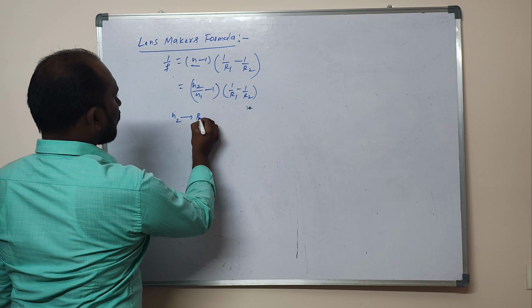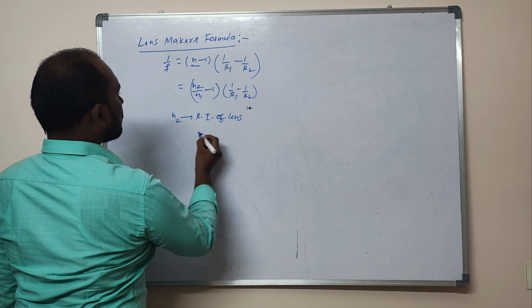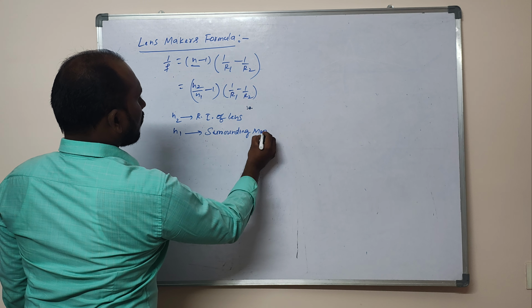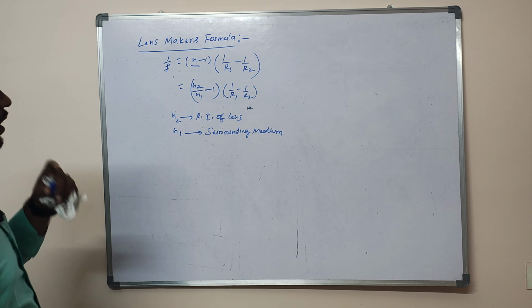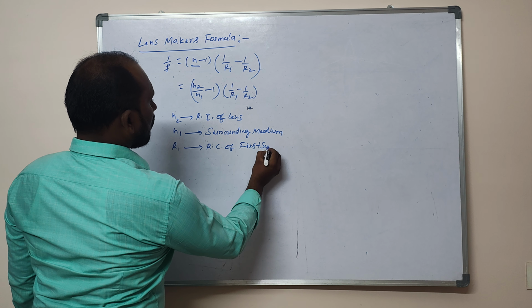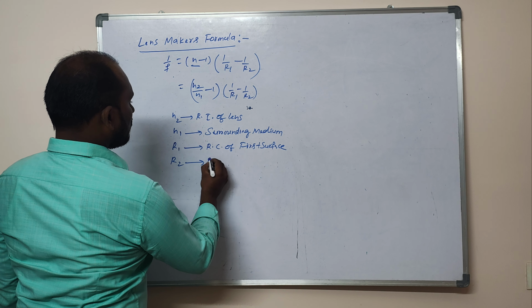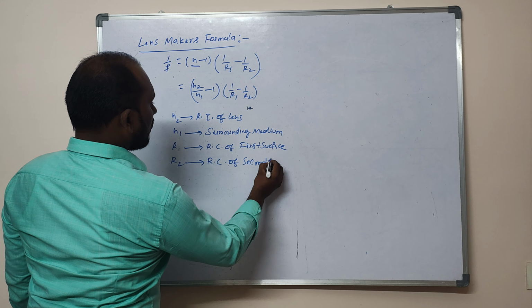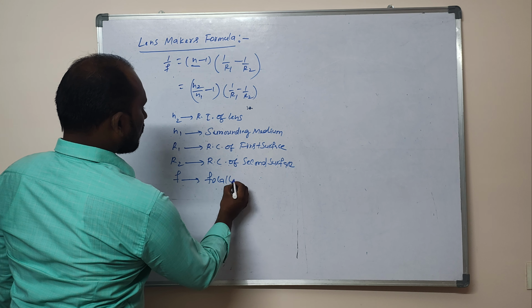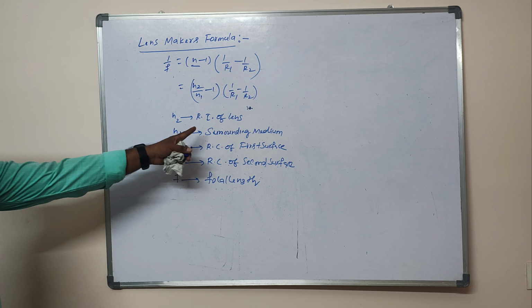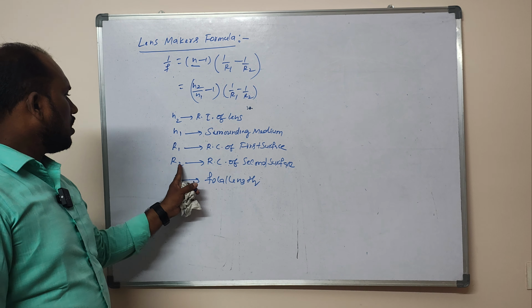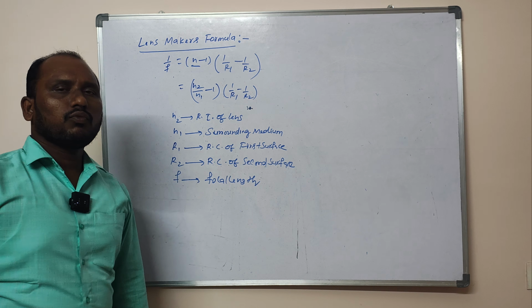So what is n2 here? The refractive index of the lens. Very important guys. What is n1? The surrounding medium. What is R1? Radius of curvature of the first surface. What is R2? Radius of curvature of the second surface. What is f? f is the focal length. So n2 is the refractive index of the lens, n1 the surrounding medium, R1 the radius of curvature of the first surface, R2 the radius of curvature of the second surface, and f is the focal length of the lens.